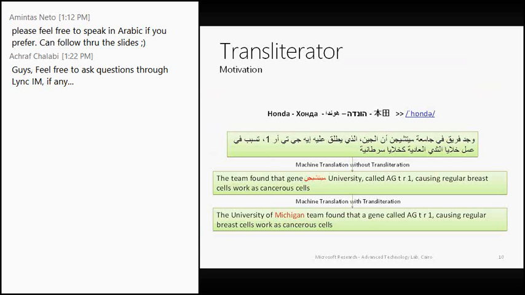Another very useful contribution of transliteration is in machine translation systems. In the example here, we can see that the word Michigan is not known by the machine translation system, and so it is not translated correctly, and it affects the whole system badly, as we can see in this sentence. However, with a good transliteration system, we can correctly translate the word Michigan, and also have a positive effect on the overall performance of the system.